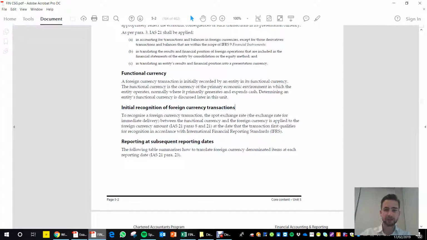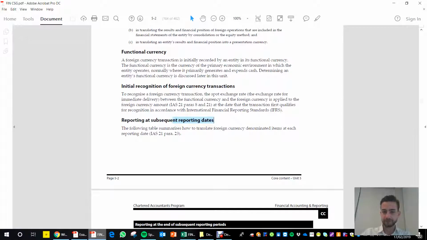So initial recognition is actually really easy. That's when you've actually made the sale. To recognize a foreign currency transaction, you use the spot exchange rate. This is the exchange rate on the day of the transaction between the functional currency and the foreign currency. So the exchange rate between the AUD and New Zealand dollar in this example. So you recognize the sale in New Zealand dollars, you just convert it on the day of the sale. If you receive cash on the same day, super simple, that's it. It is a little bit difficult when you have subsequent reporting periods, however, and this is where the actual gains or losses can arise, because you've got that difference over time in exchange rate.